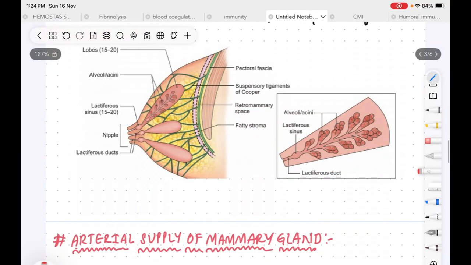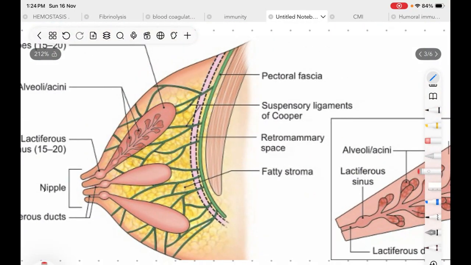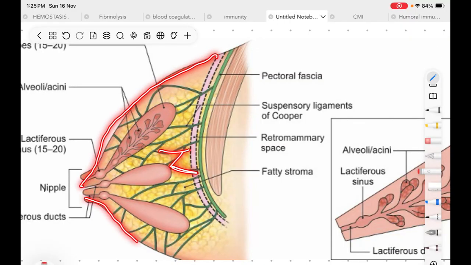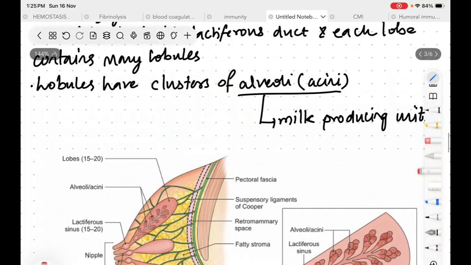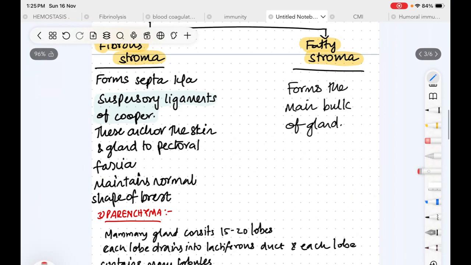Okay, I will show you in the diagram. See, these are the suspensory ligaments of Cooper. They are anchoring the gland to the pectoral fascia. You can see there are extensions like this. These are known as the suspensory ligaments of Cooper, and they are forming septa. So this stroma is known as fibrous stroma, and it maintains the normal shape and extent of the breast.